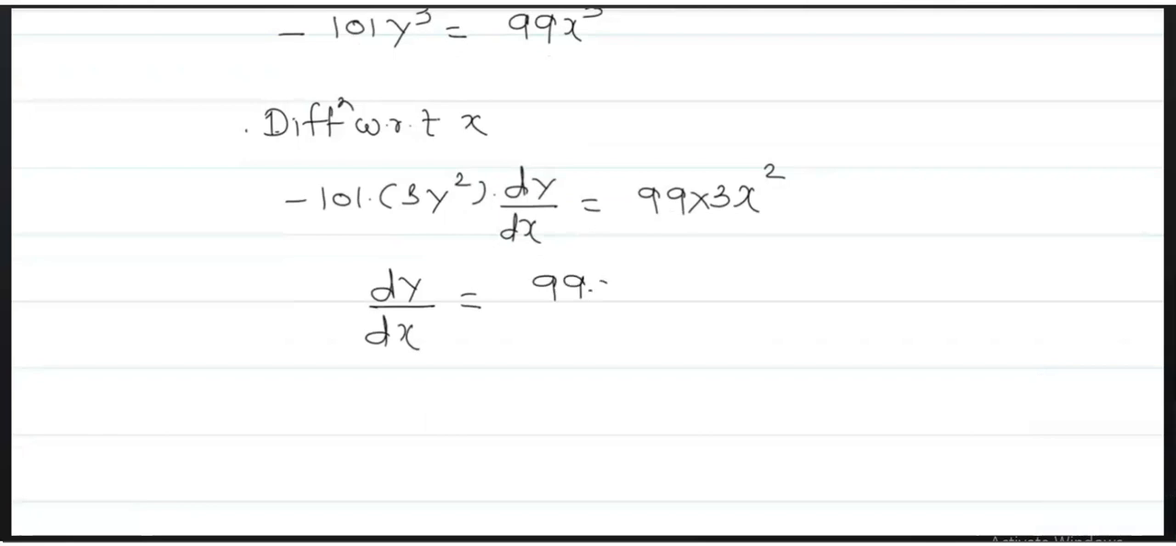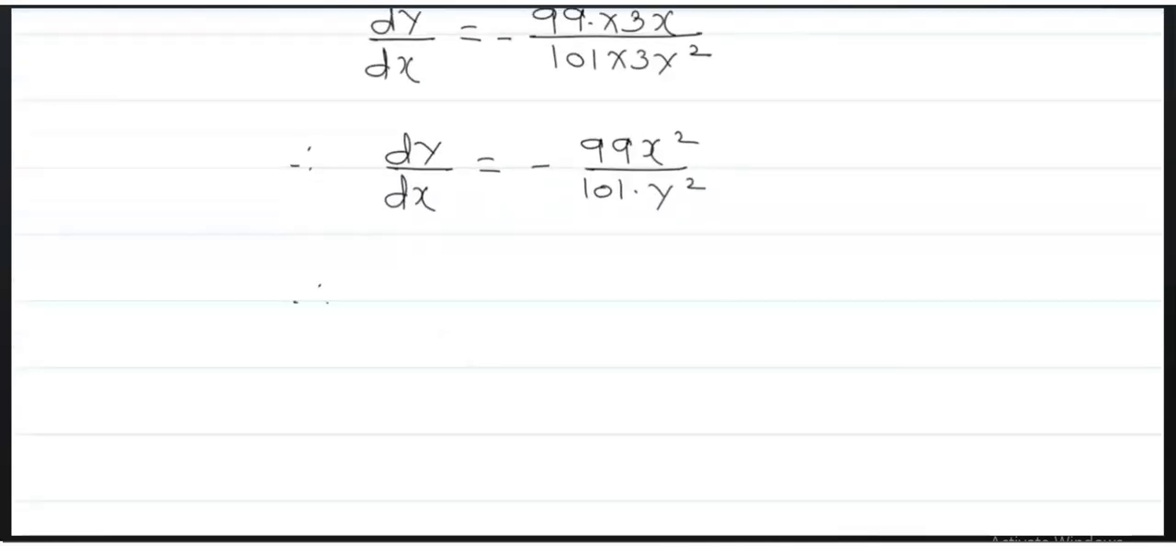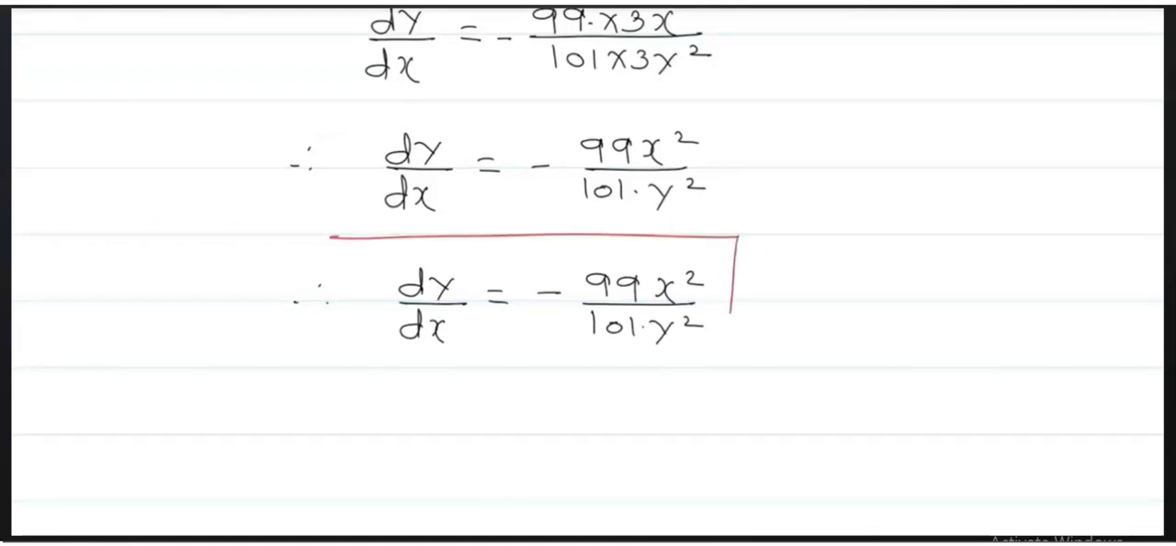Therefore dy by dx is equals to minus 99 into 3x square upon 101 into 3y square. 3 gets cancelled. Dy by dx is equals to minus 99x square upon 101 into y square. Hence this is proved. Now the next problem. So see this here.